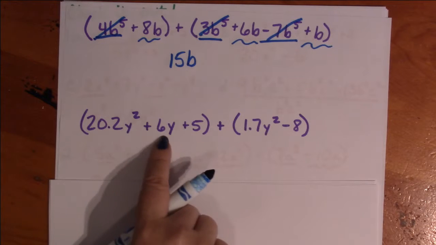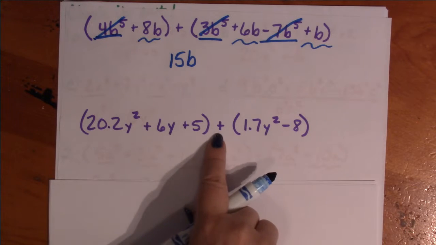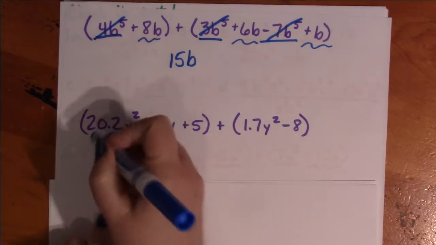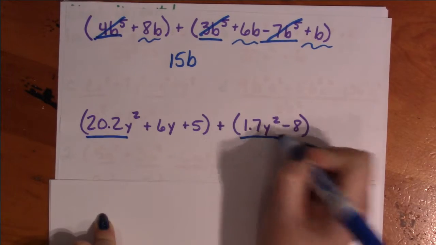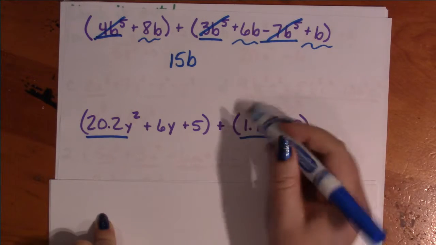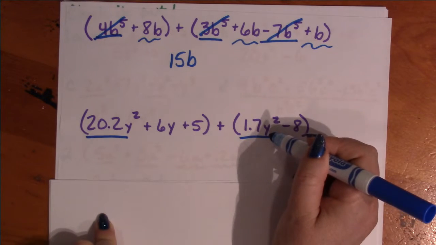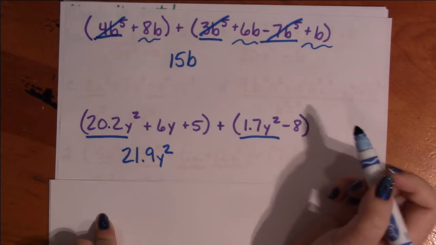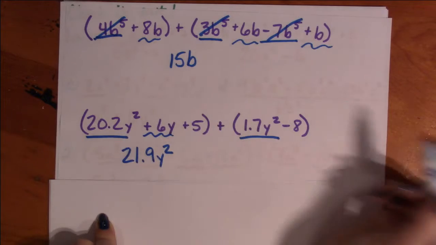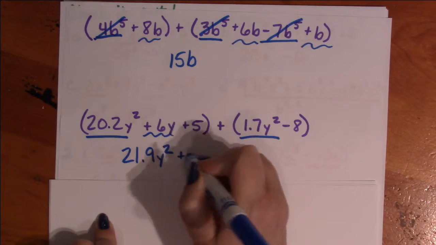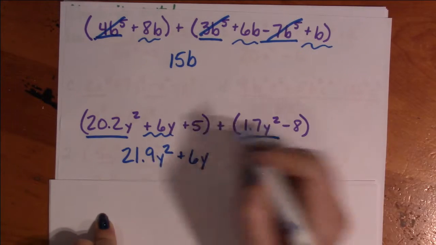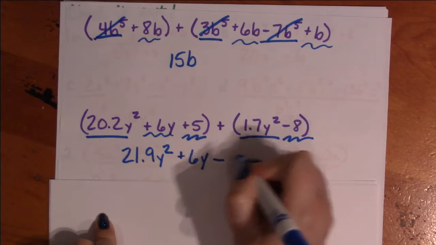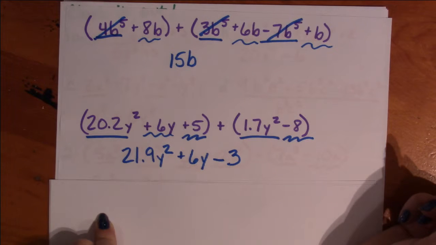20.2y squared plus 6y plus 5 plus 1.7y squared minus 8. So we're going to combine our y squareds. And 20.2 plus 1.7 is 21.9y squared. And 6y is the only y here, so we're going to add our 6y. And then we're going to look at plus 5 and minus 8, and that's going to total negative 3.